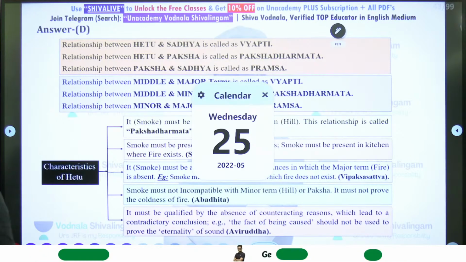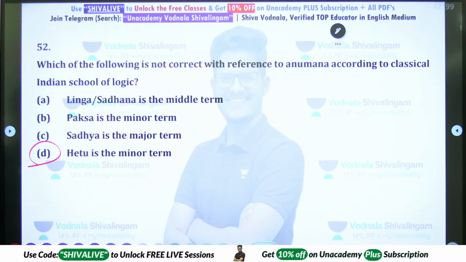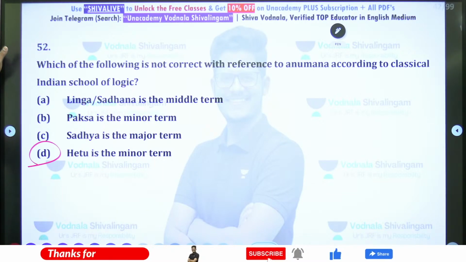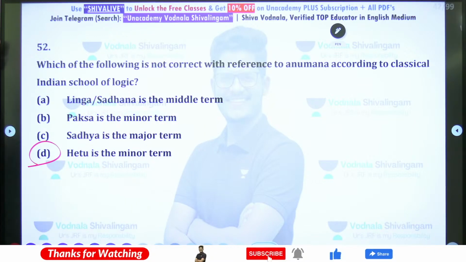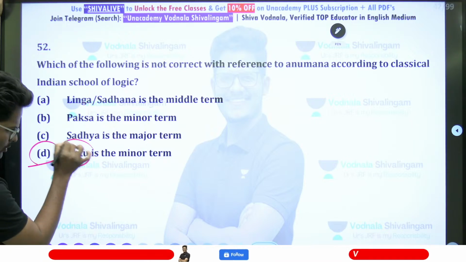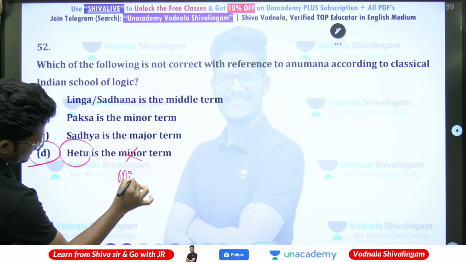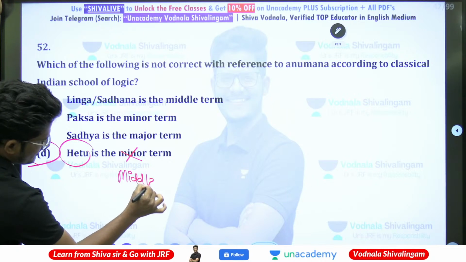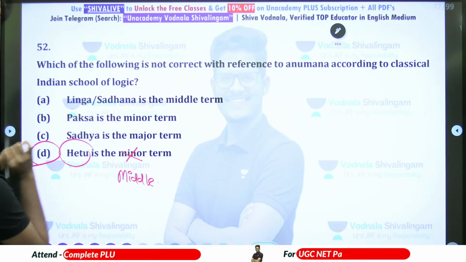So the answer is option number D, which is Hetu is the minor term. Which of the following is not correct with reference to Anumana according to the classical Indian school of logic? Not correct. Hetu is a minor term. No, brother. Hetu is the hero. Hero, meaning not minor term. It is the middle term. Hetu is a middle term. Sadhya is a major term. Paksha is a minor term. And Lingara sadhana is a middle term.